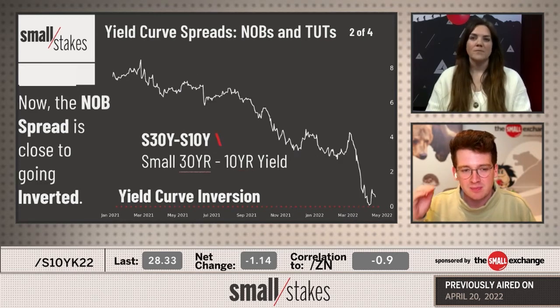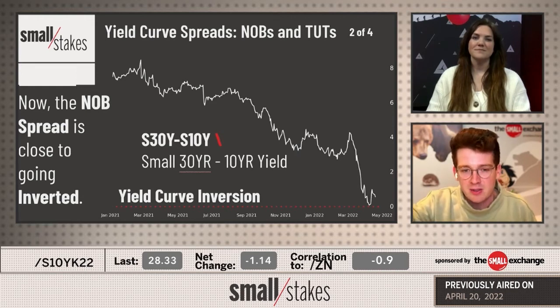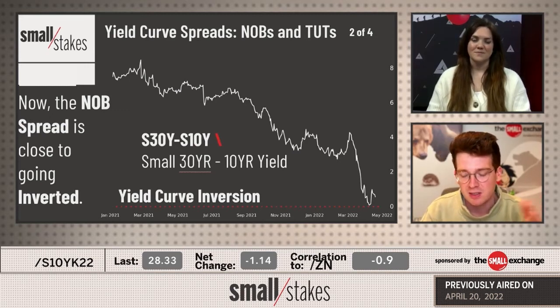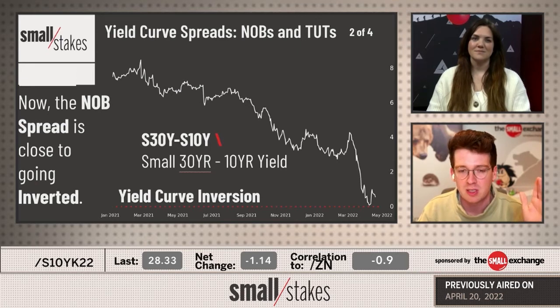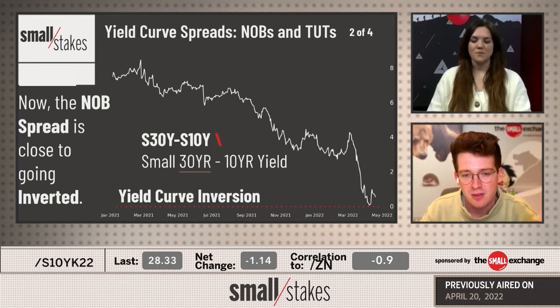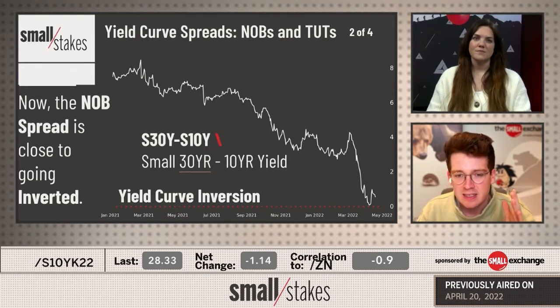Now, what's interesting, that TUT, Katie, went inverted and then reverted back to normal. But now the NOB spread, which is notes over bonds, bonds being the 30-year, notes being the 10-year. It's just old nomenclature. Don't worry so much about that. But it's just two different pieces of duration now. It's the 30-year minus that 10-year.